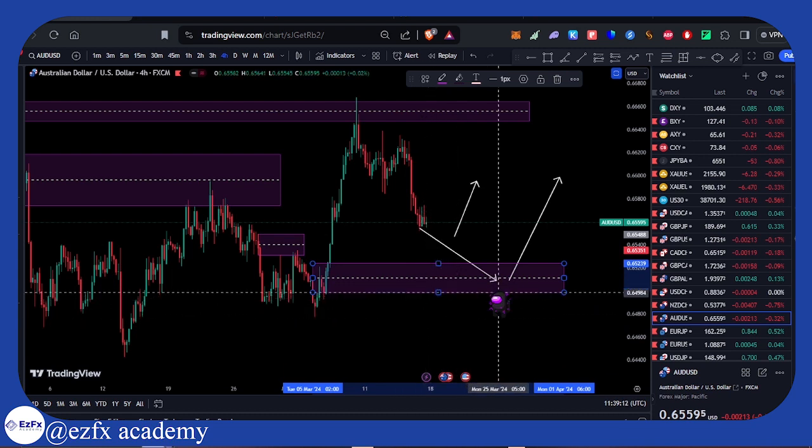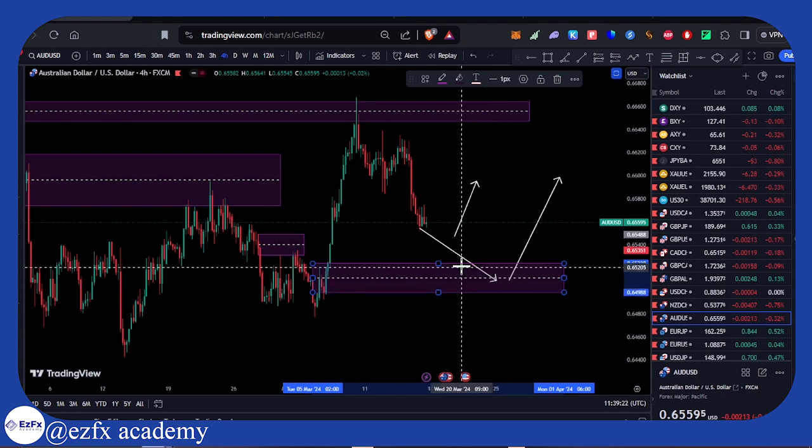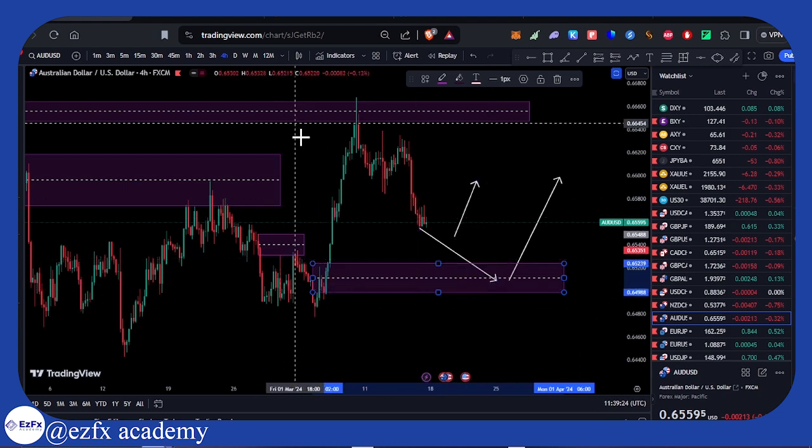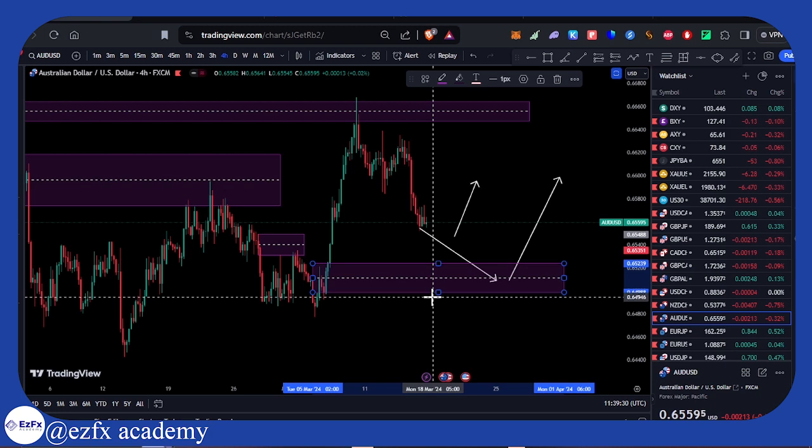I'm expecting either from this point I've marked out, this zone I'm looking at right now, which is between 0.65239 and 0.64988. If I don't get to see that move happening immediately the market opens, then definitely I'm watching out for this zone to be our movement zone, as it were. So I hope that is clear for AUD USD.